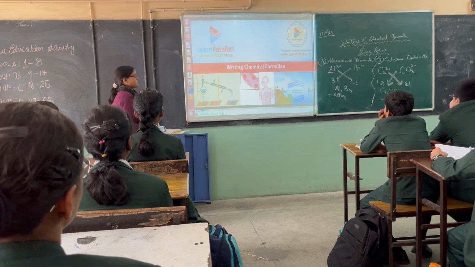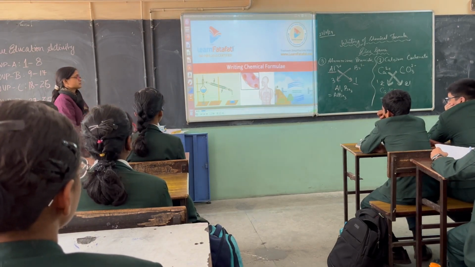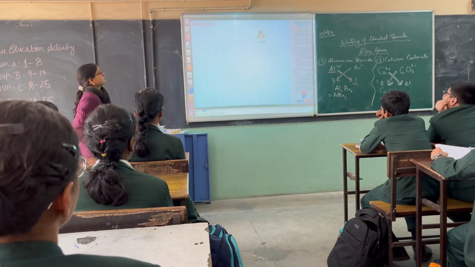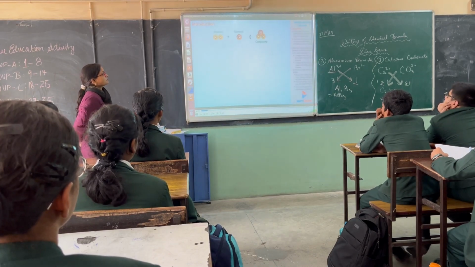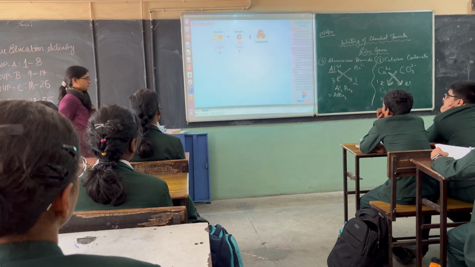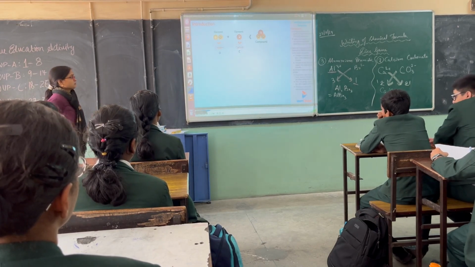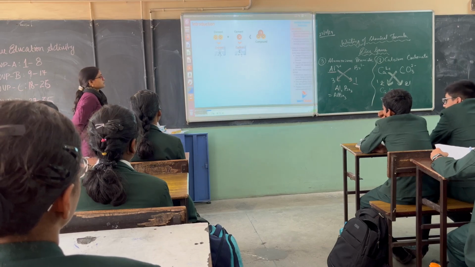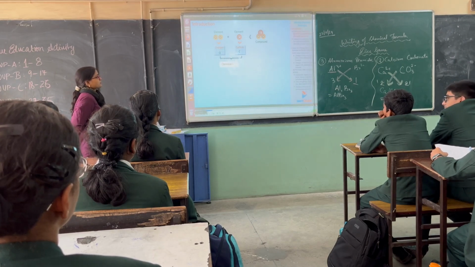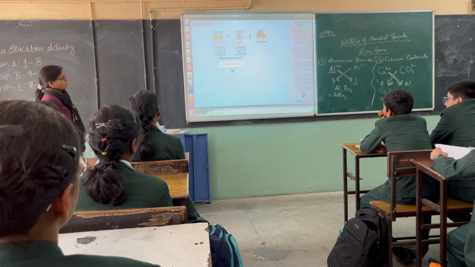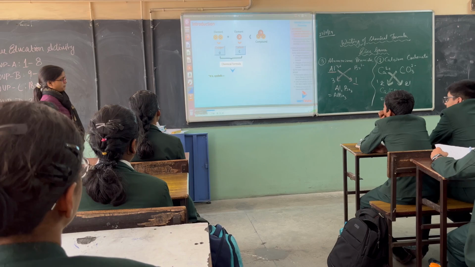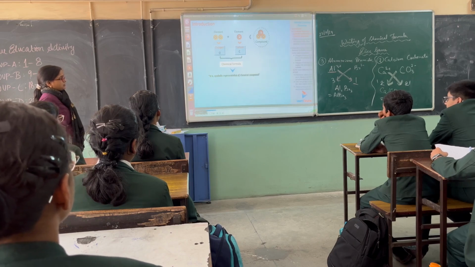Writing chemical formulae. Dear students, a compound is made up of elements. Each element has a specific symbol. These symbols are used to derive chemical formula. A chemical formula is a symbolic representation of a chemical compound.